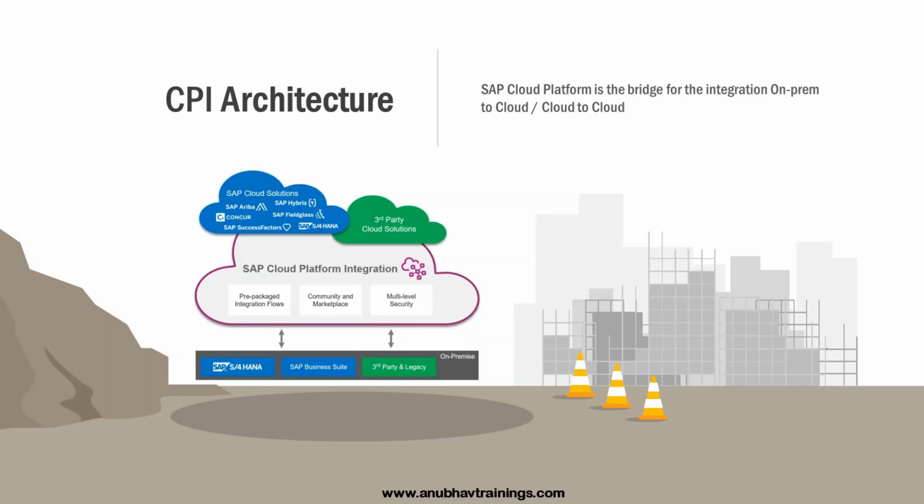Cloud application solutions we have might be a third party, and then on-premise we have your S4HANA business suite or a third party legacy system. So with this particular tool, you will be easily integrated with your on-premise S4 system, your business suite, or any third-party system to your SAP Cloud solutions: your Ariba, your Hybris, your Fieldglass, S4HANA, Concur, Qualtrics, CPQ. So these are the different solutions which you can integrate.